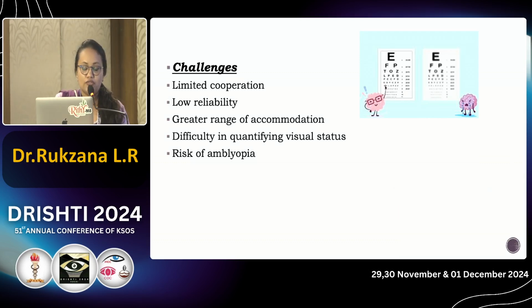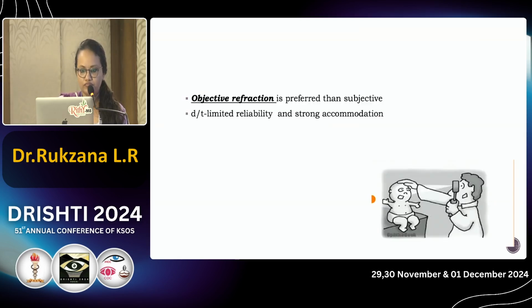The challenges that we usually face in pediatric refraction are because of limited cooperation, low reliability, the greater range of accommodation in children, difficulty in quantifying the visual status, and the risk of amblyopia. So, objective refraction is preferred over subjective due to this limited reliability and strong accommodation of the child.